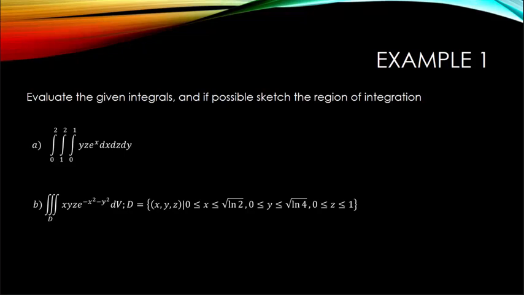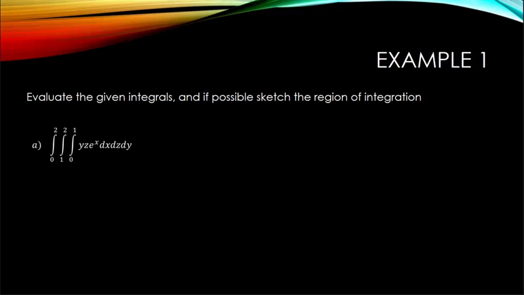The first triple integral is the integral from 0 to 2 of the integral from 1 to 2 of the integral from 0 to 1 of y z e to the x dx dz dy. The second integral is the triple integral over D of x y z e to the negative x squared minus y squared power times dV, over the region D, which is the set of all points x, y, z such that 0 is less than or equal to x, which is less than or equal to the square root of the natural log of 2, 0 is less than or equal to y, which is less than or equal to the square root of the natural log of 4, and 0 is less than or equal to z, which is less than or equal to 1.